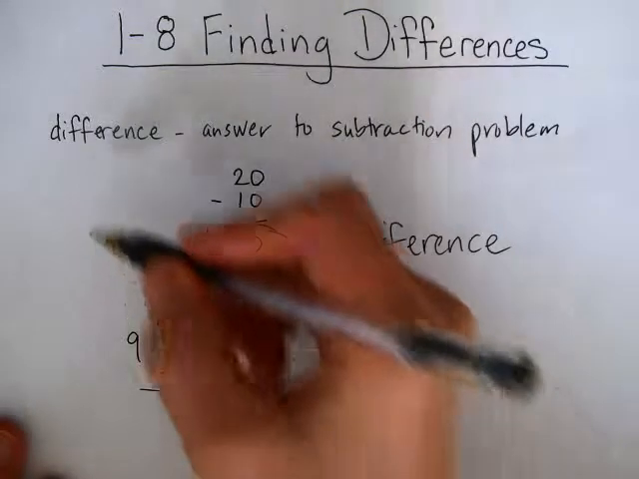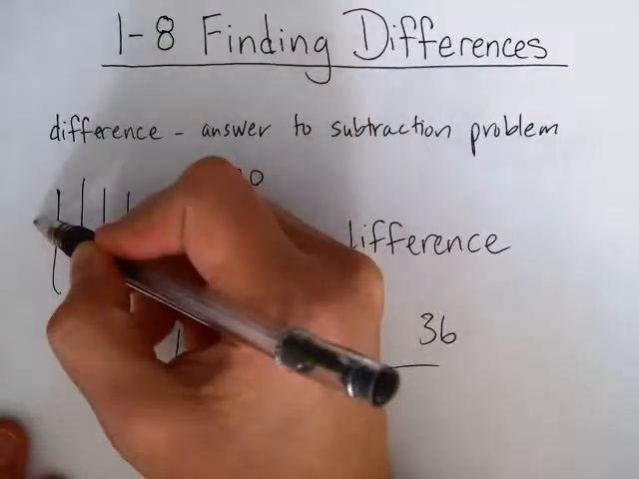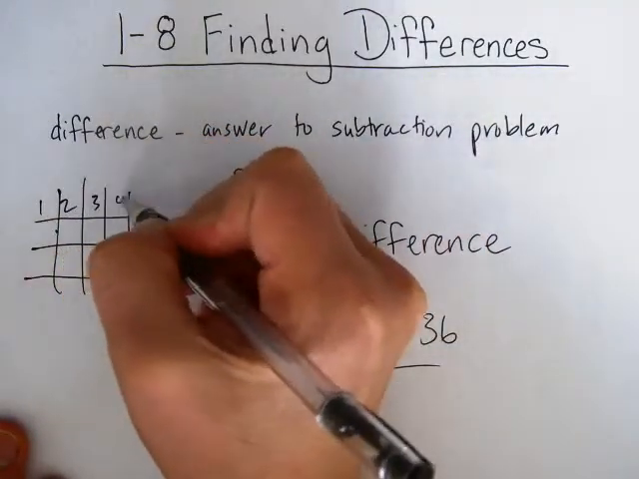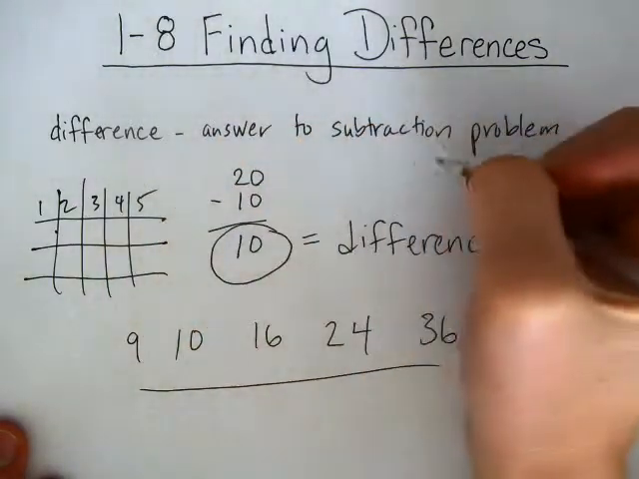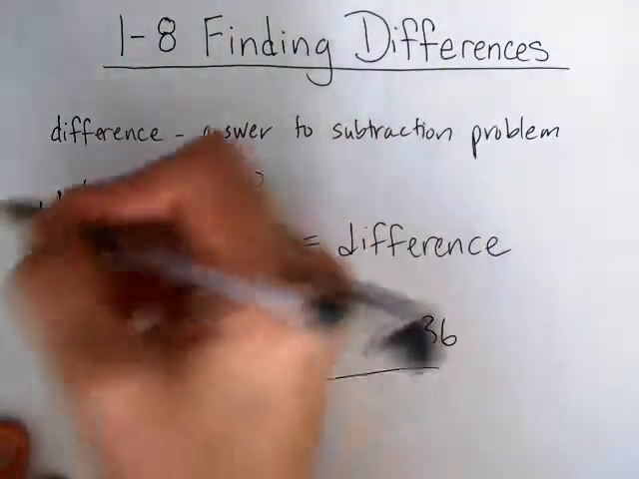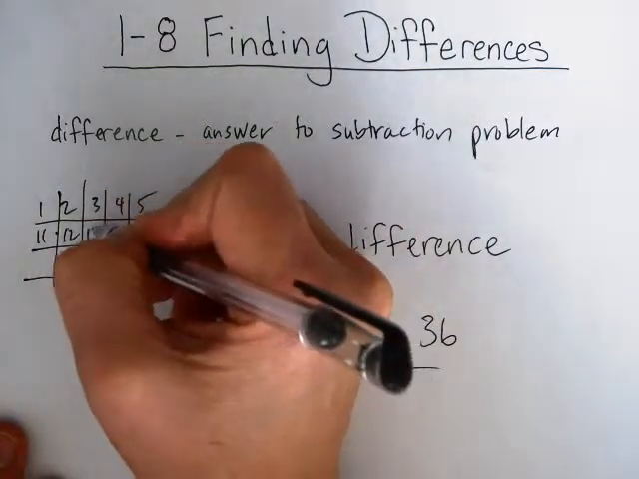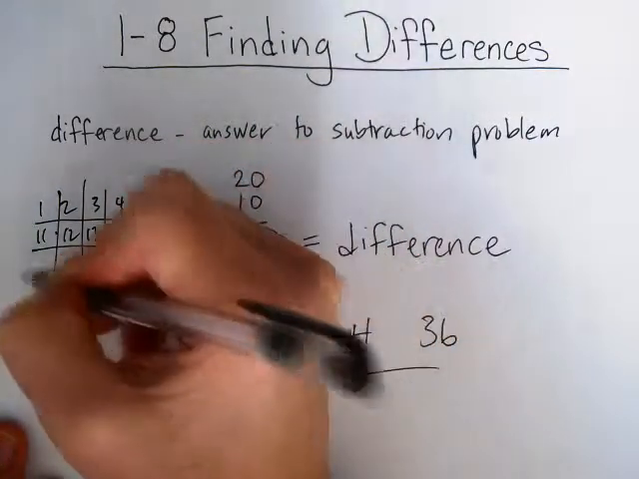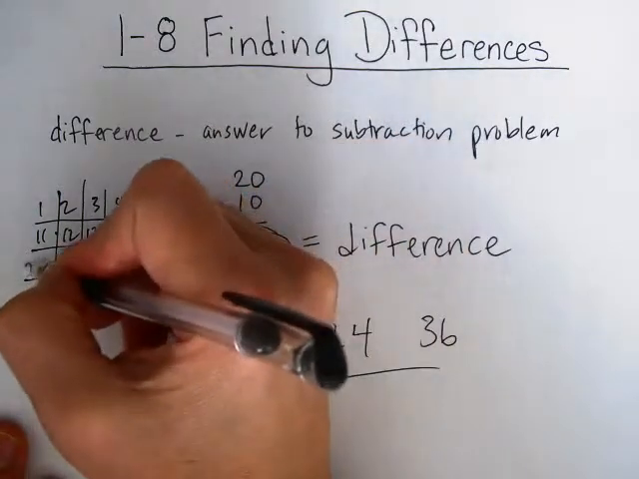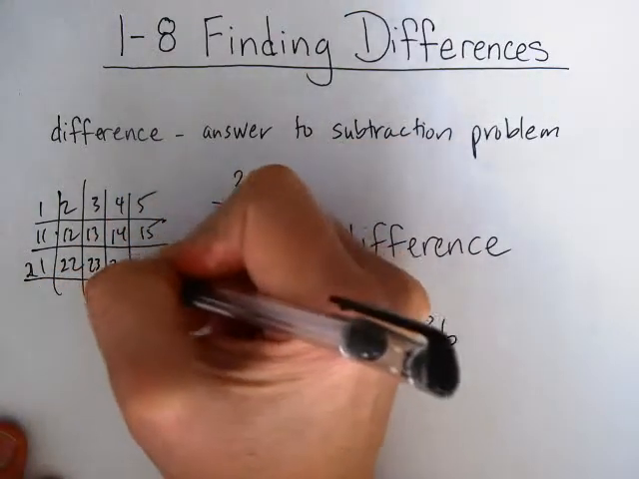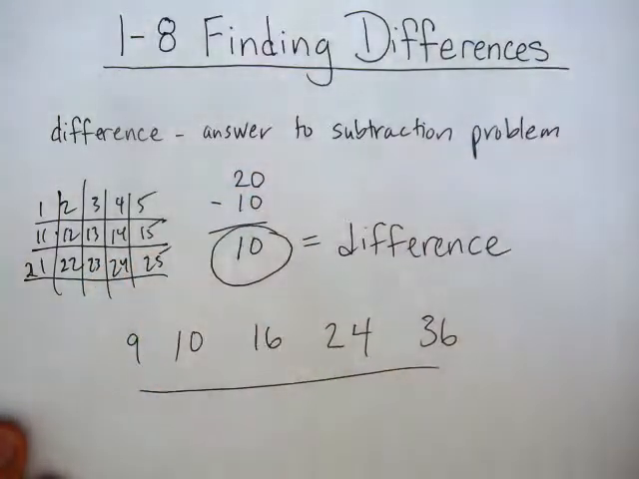So if they have a number grid, we've talked about the number grid, and let's say 1, 2, 3, 4, 5, and then it goes all the way up to 9, 10, and then over here 11, 12, 13, 14, 15, and then over here is going to be 21, 22, 23, 24, 25. Here's just a piece of a number grid.